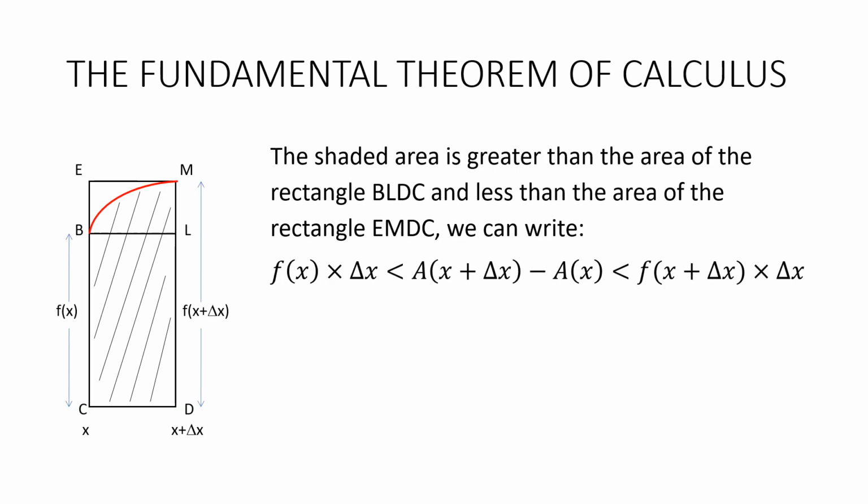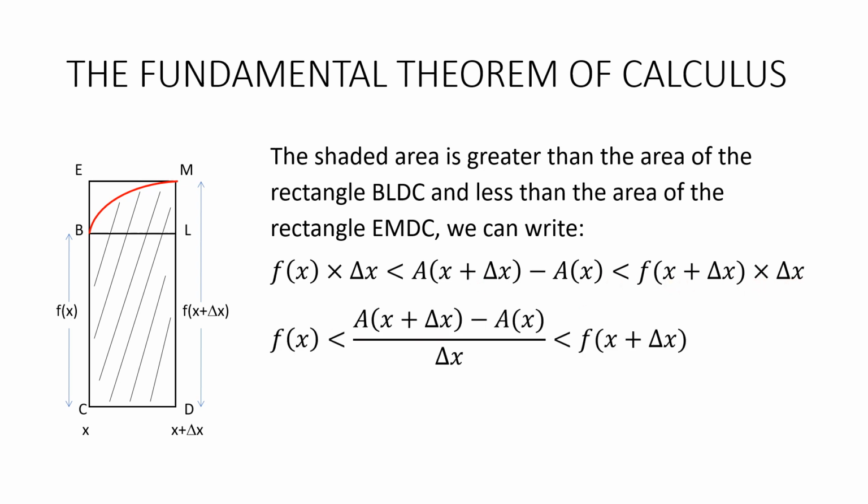Now the shaded area, which is here, is greater than the area of the small rectangle here, BLDC. And the area of that small rectangle is f of x times delta x. The shaded area is going to be less than the area of the large rectangle, EMDC, which has area f of x plus delta x times delta x. So we can write this. Now we're going to divide by delta x, and we get this.